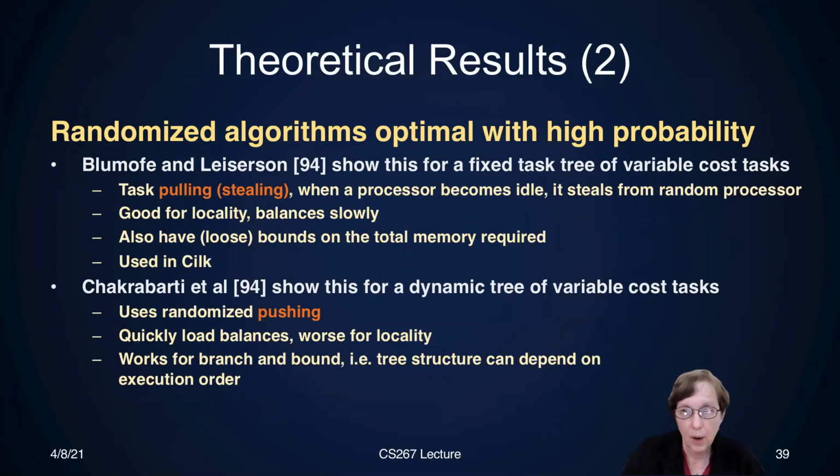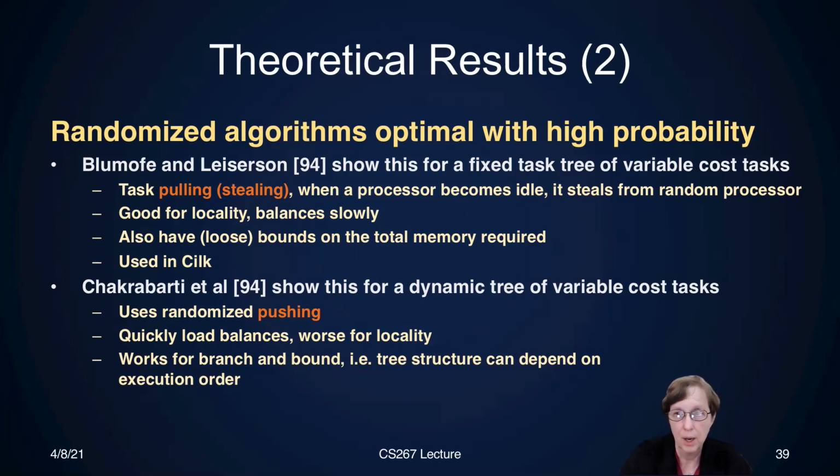So now what happens with things that are not fixed size tasks? Charles Leiserson and Bobby Blumofe proved that you can use this on a fixed task tree of variable cost tasks. So you know the structure of the tree, but you don't know the cost of the tasks. And this leads to their algorithm, which is work stealing or task pulling. That is, you randomly pick a processor and steal from it when you run out of work. And Shuchi Chakrabarty, who was a student of mine, proved the opposite, which is that if you use randomized pushing, it's also optimal with high probability.